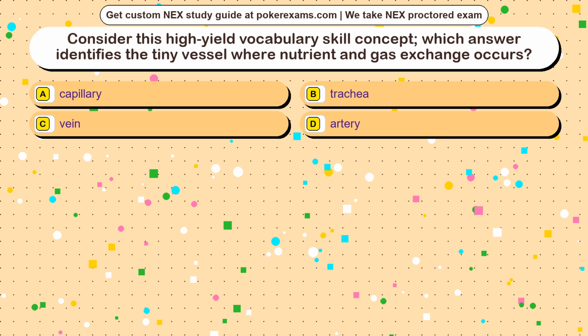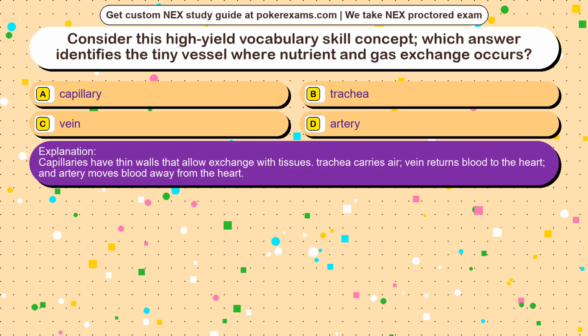The correct answer is option. Capillaries have thin walls that allow exchange with tissues. Trachea carries air, vein returns blood to the heart, and artery moves blood away from the heart.